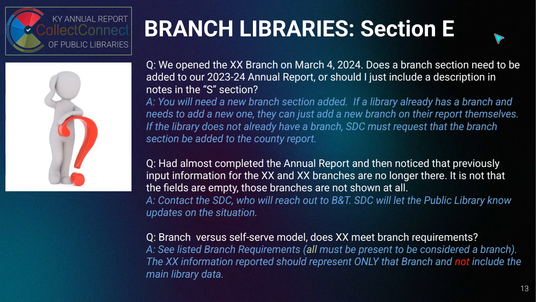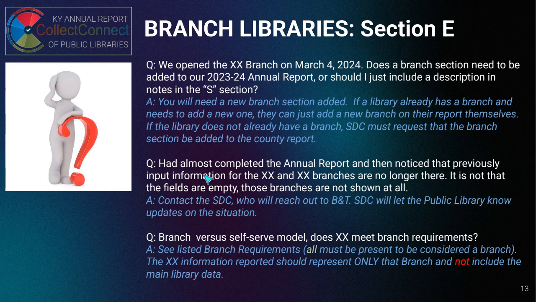Alrighty, so here we are at questions that were encountered last year. We opened the branch on March 4th. Does a branch section need to be added to our annual report, or should I just include a description in the notes in the S section? Even if it opens March 4th, which is just a few months in the end of the fiscal year, it does need to be added as a new branch section. And so if you don't have a branch, let me know that you need section E and I'll get that turned on.